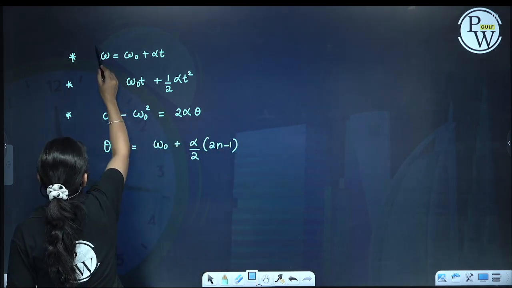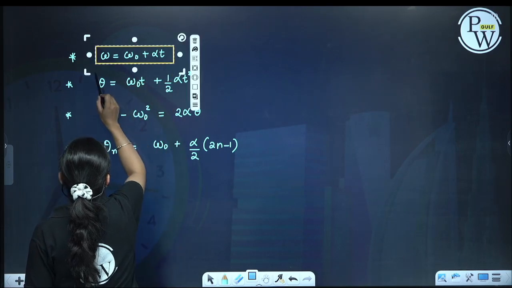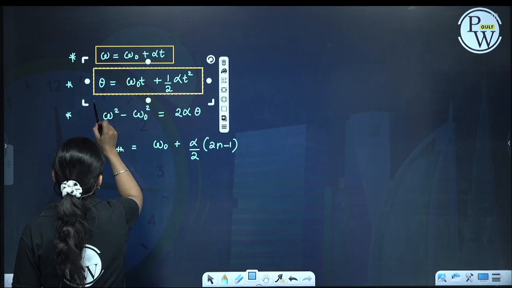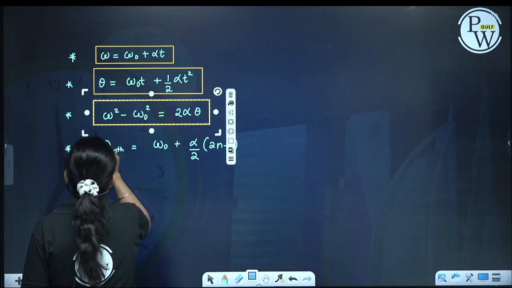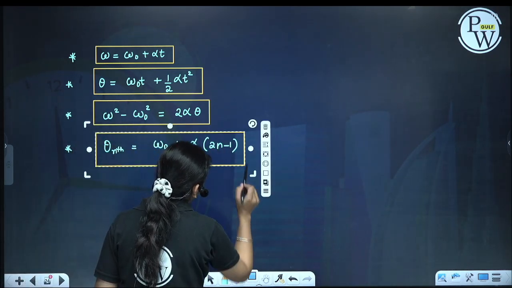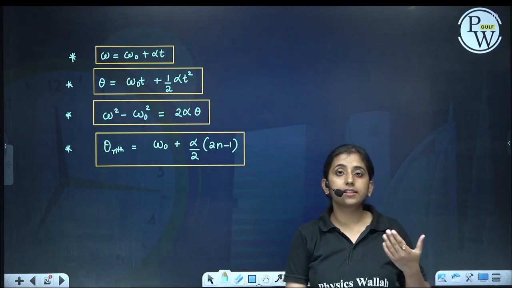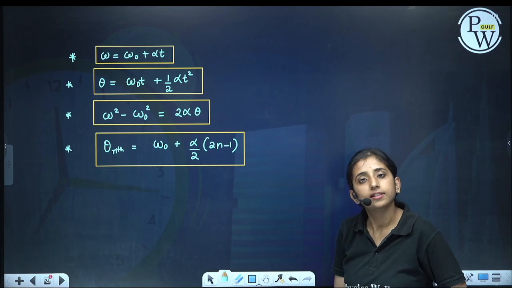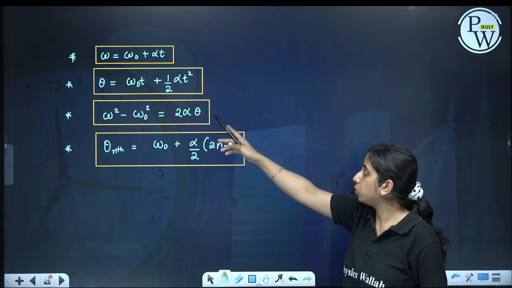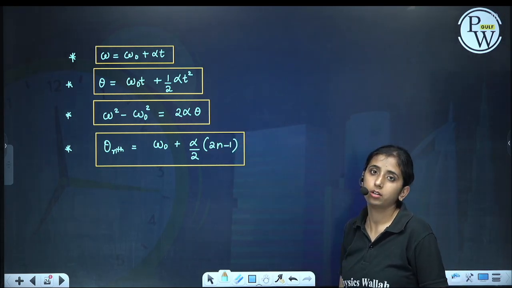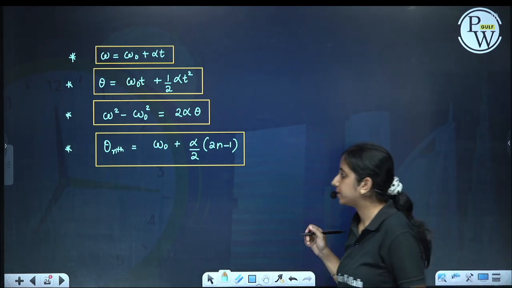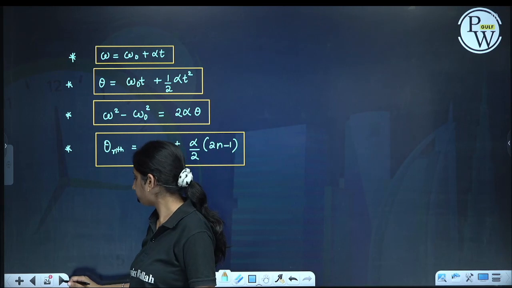Now see, all these formulas are just similar to the formulas for linear motion. V is equal to U plus AT, S is equal to UT plus half AT square. Similarly, V square minus U square is 2AS, and S nth. Okay, so this is our case for uniformly accelerated circular motion.